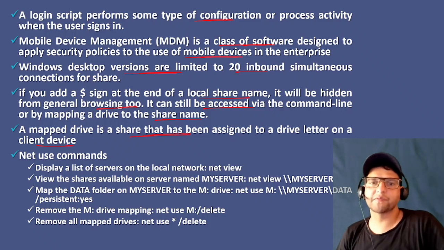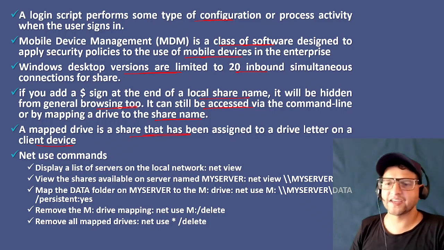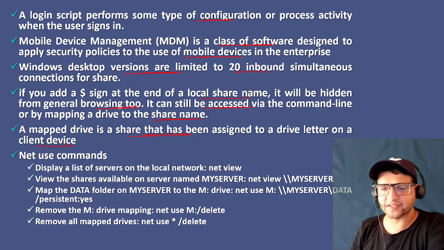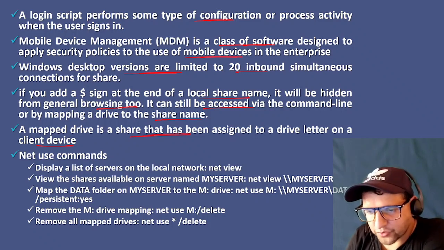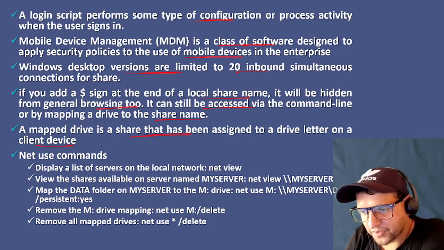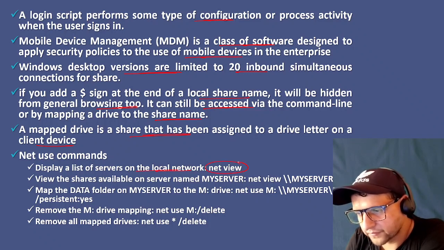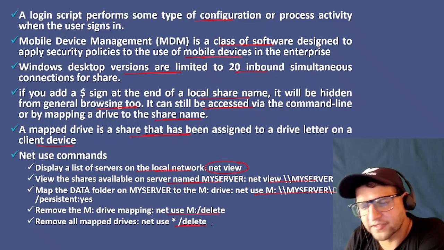So there was a performance based question based on share drive. So please understand the concept. So these are the commands. Okay, so net use commands. If you want to display a list of computers on a local network, you can use net view. If you want to view the shares available on a server named myserver, you can use this command. If you want to map the data folder on myserver to this drive, you can use this command. To remove a drive, you can use this command, and to remove all drives, you can use this command.